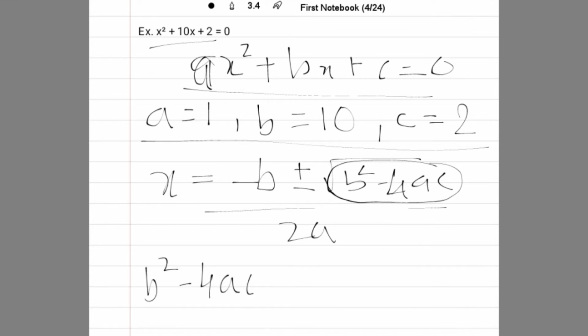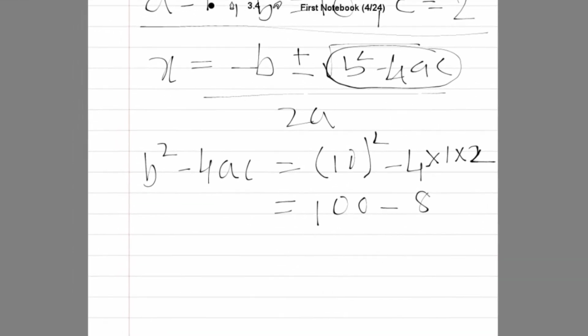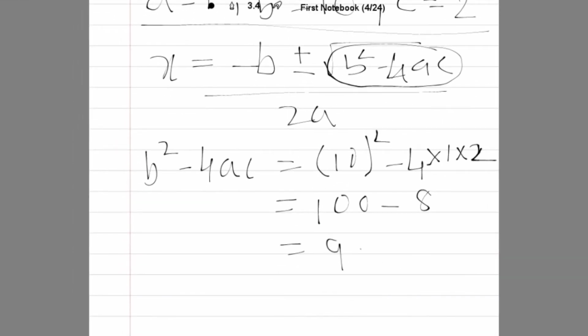So we will just substitute the value of b here, that is b is 10, 10 square, minus 4 into a, which is 1, into c, that is 2. So we need to get the value of this, that is 10 square is 100, minus 4 into 1 into 2, which will be 8. So 100 minus 8 is 92, right? Now we got the value of this.